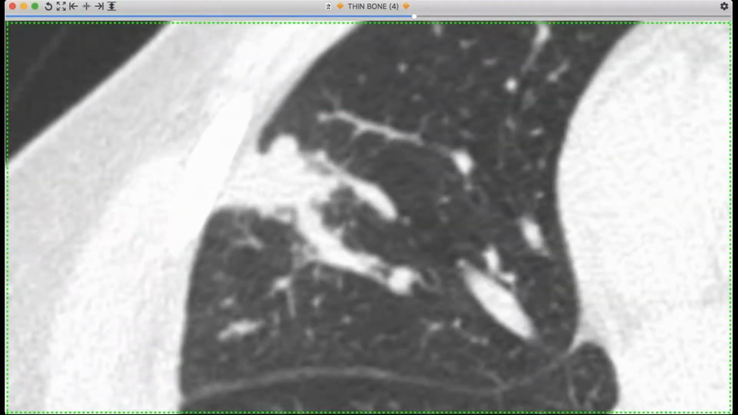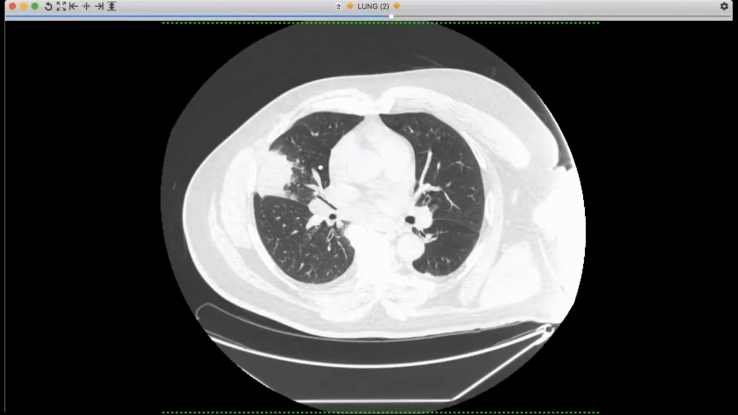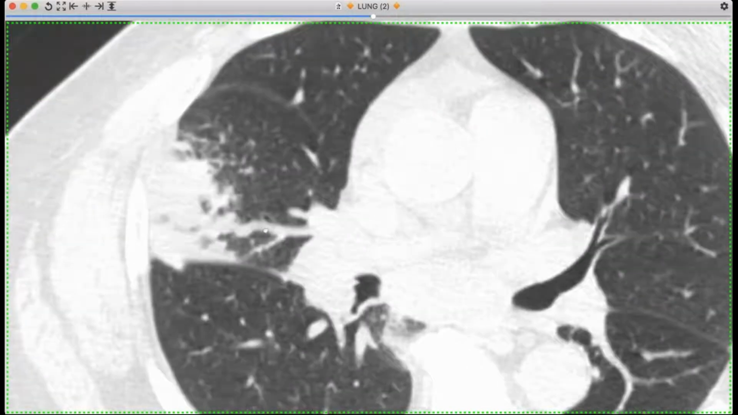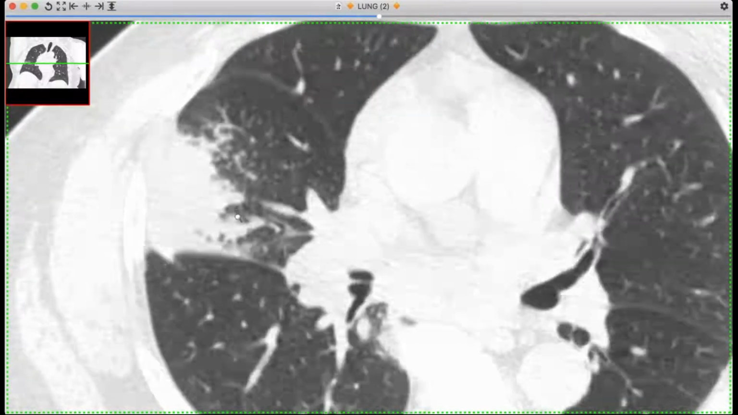And then the final presentation, when it was a very large mass, you can clearly see the dilated vessels coming out of the mass, and here's this vein, and you see the side branches and all these dilated vessels around it.